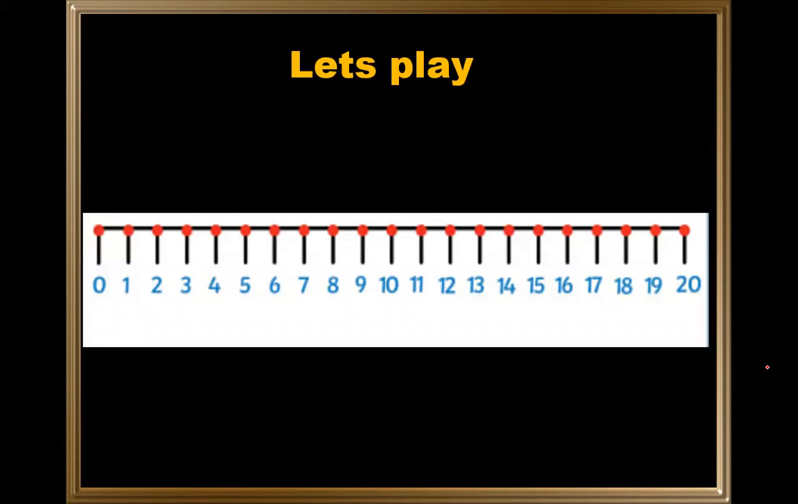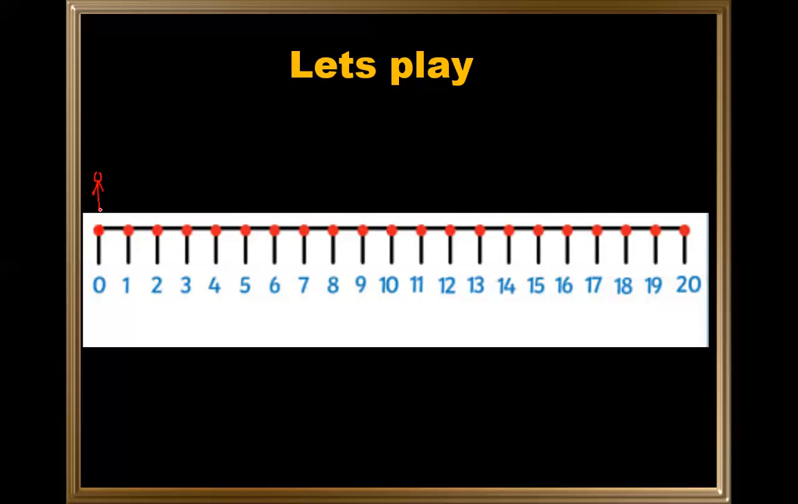So here you can see that I drew a number line. This is a number line from 0 to 20, right? Now I'm playing a game on the number line. Suppose I am standing on the number 0, and I would like to jump on these numbers.